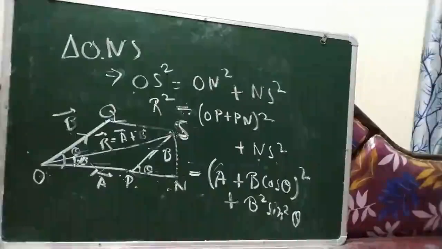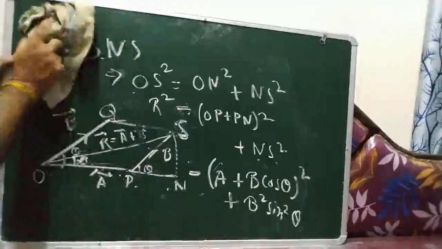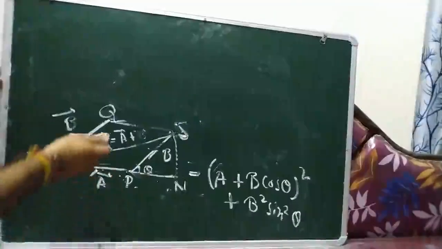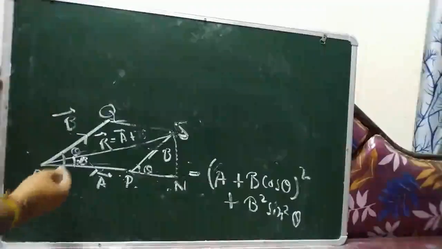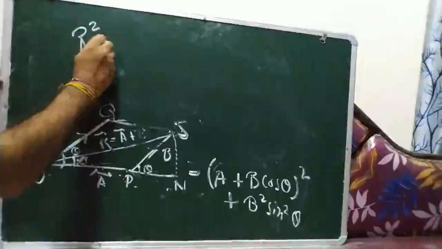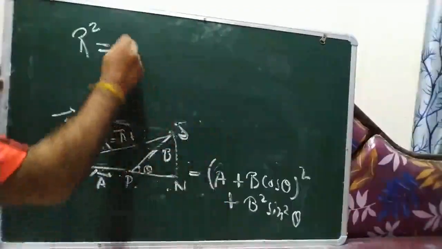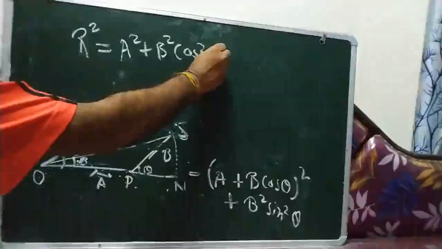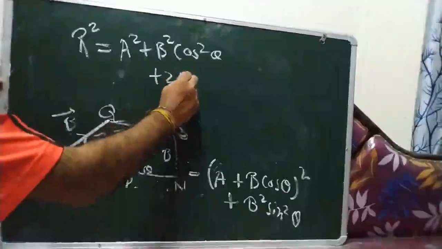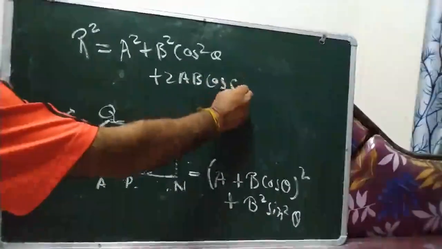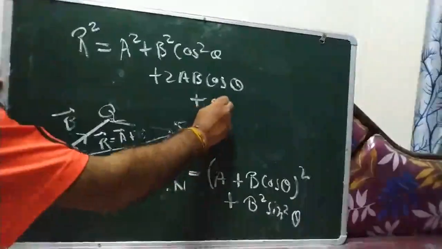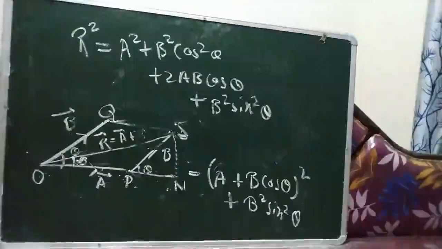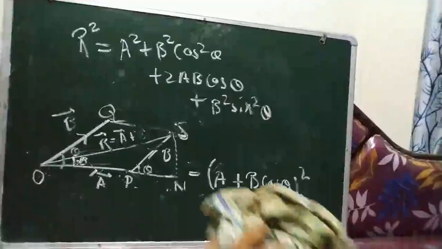So now again solve it, simplify. R square means OS square, R square equals A plus B cos theta whole square plus B square sin square theta, that is A square plus B square cos square theta plus twice AB cos theta plus B square sin square theta. If you simplify more, one thing is clear.